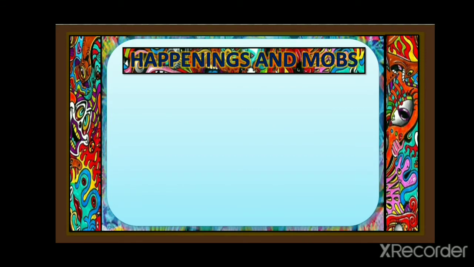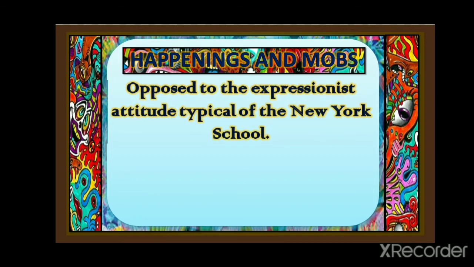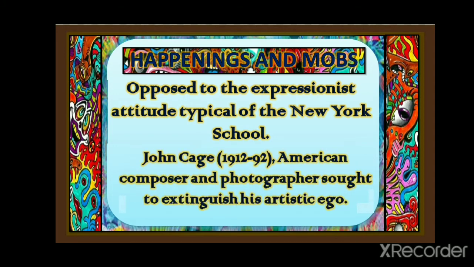Next are the happenings and moves. Opposed to the expressionist attitude typical of the New York school, John Cage, 1912 to 1992, the American composer and theorist, sought to diminish his artistic ego by basing his work on chance and embracing everyday experience as a source of aesthetic interest.